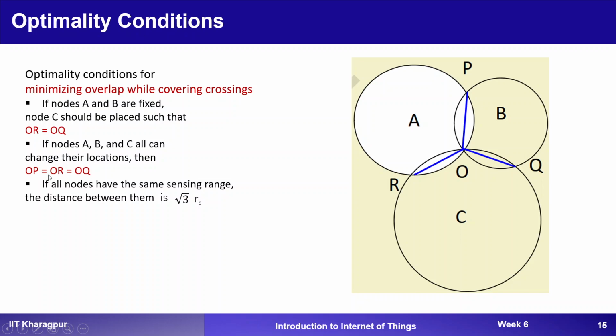Now the third condition is that the sensing range or sensing range area of all three sensor nodes is equal. See, in this diagram the sensing area is different for all three nodes, but what happens if the sensing range of all three sensors is the same? Then the distance between them should be root 3 times RS, where RS is the radius of the sensing range.